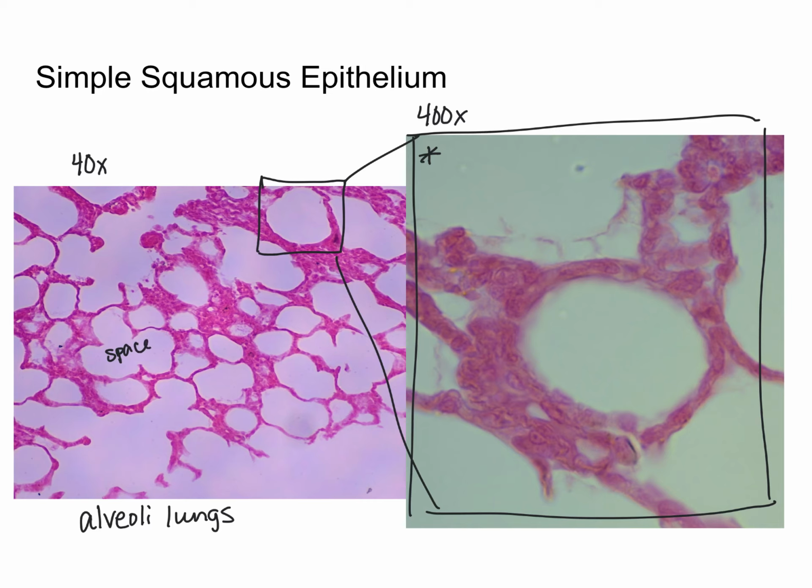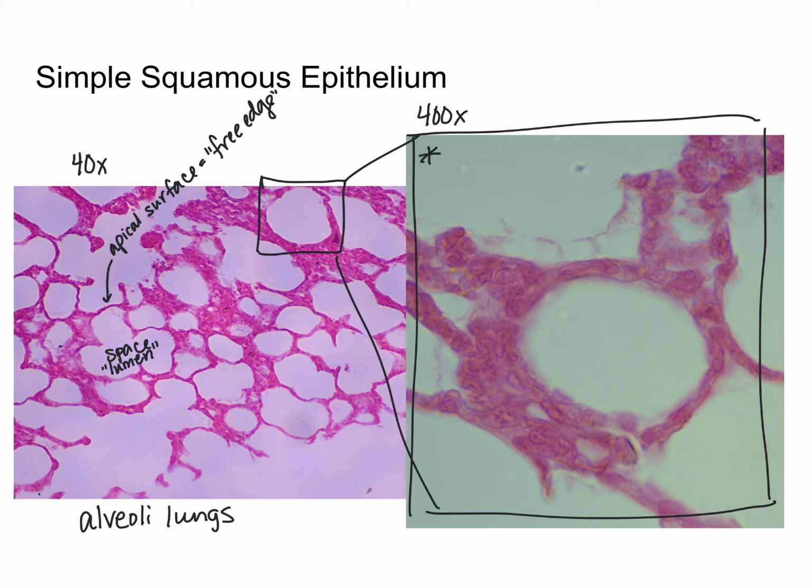I forgot to mention on the other slide, but the space is called the lumen. The lumen is just the space that's on the free edge or the apical surface of the epithelial tissue. So looking at our epithelial tissue here, this would be the apical surface, which is also known as the free edge.